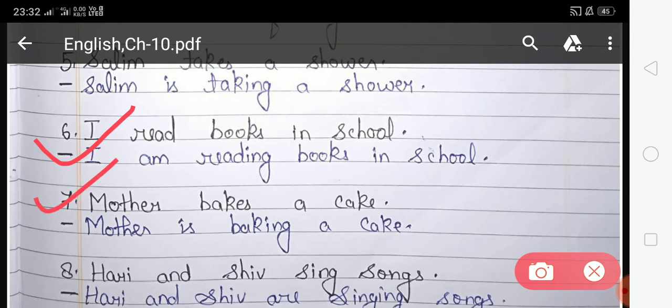Now look at 7, mother bakes a cake. So student, here mother represents only one person, so we use is with her, and in the action word you have to use ing, so the sentence will become mother is baking a cake. Now look at 8 number, Hari and Shiv sings a song. So student, here they are talking about two persons, that is Hari and Shiv. When we are talking about more than one person, then we use are with them, and in the action word you have to use ing, so the sentence will become Hari and Shiv are singing a song.